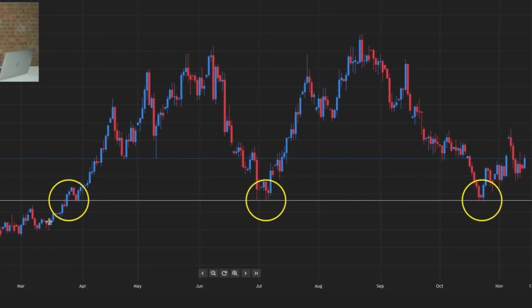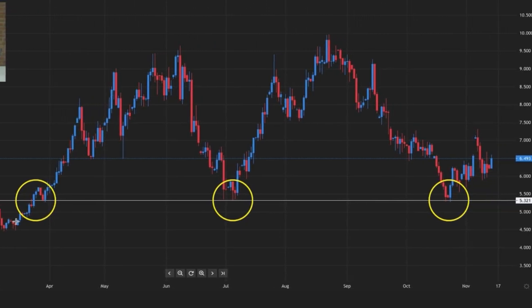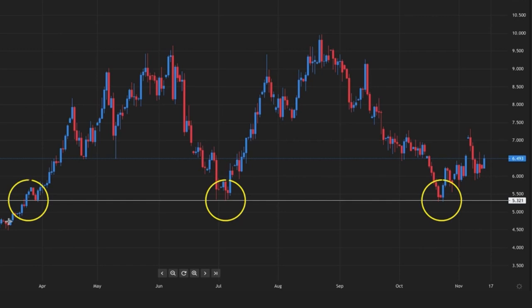If you're looking at the chart now, you're thinking, where's natural gas going to be headed? Well, from a technical standpoint, if you're looking at support and resistance, you're looking at that 5.3 level, and it's pretty pivotal.